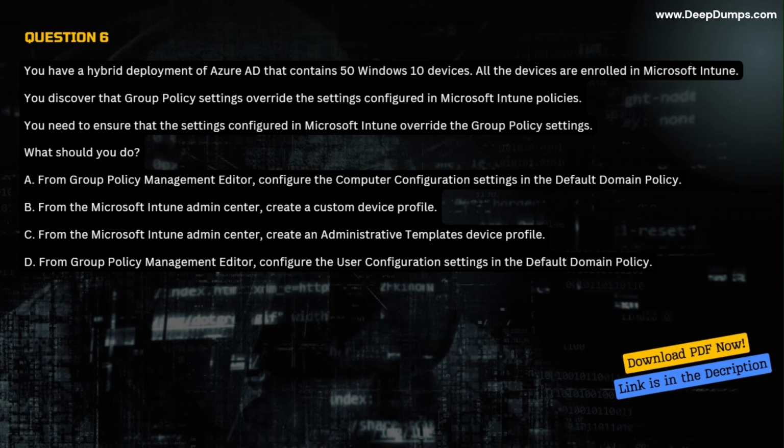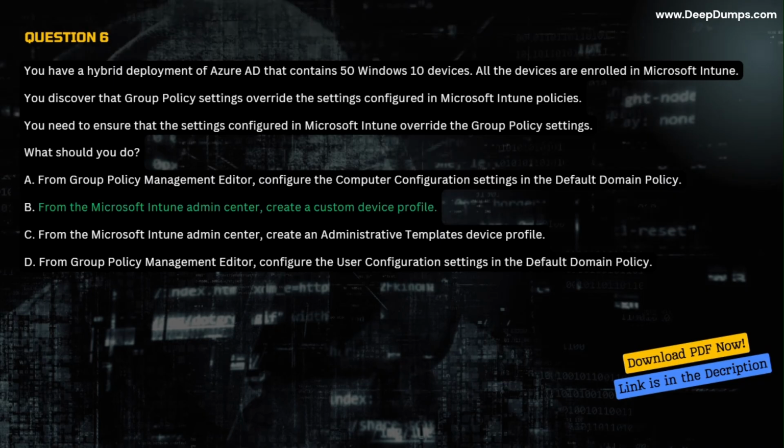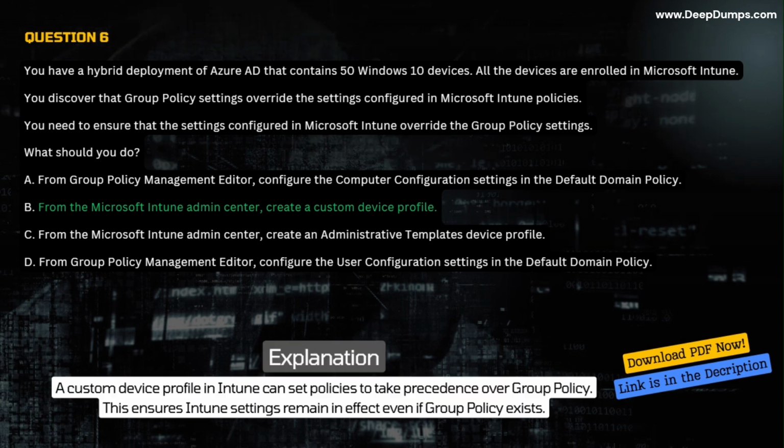A. From Group Policy Management Editor, configure the computer configuration settings in the default domain policy. B. From the Microsoft Intune Admin Center, create a custom device profile. C. From the Microsoft Intune Admin Center, create an administrative templates device profile. D. From Group Policy Management Editor, configure the user configuration settings in the default domain policy. Correct answer B. From the Microsoft Intune Admin Center, create a custom device profile. Explanation.